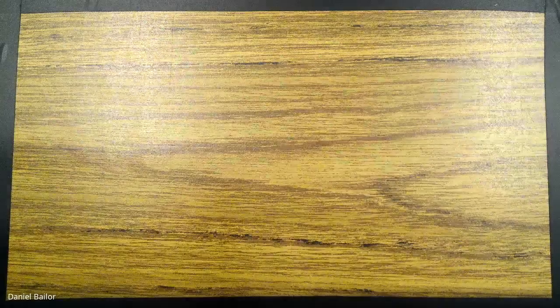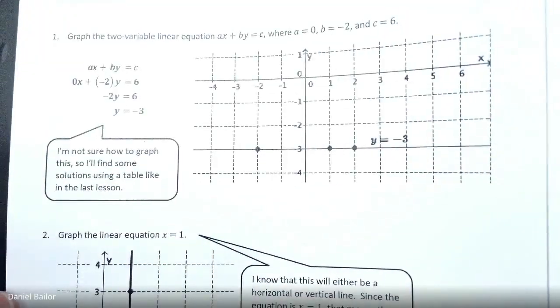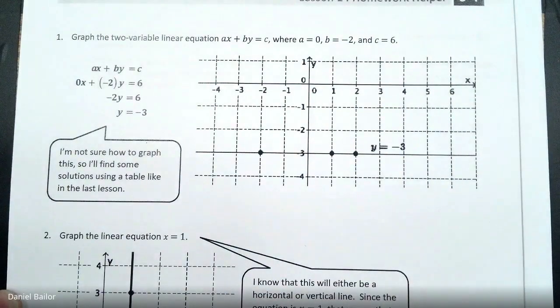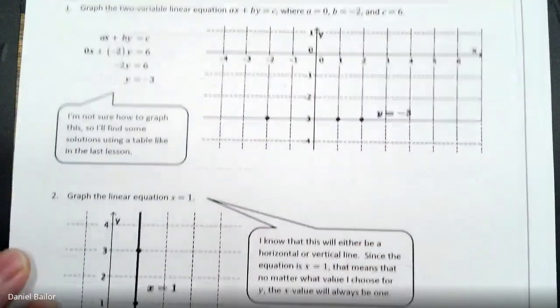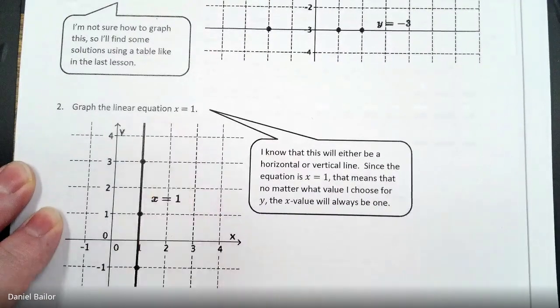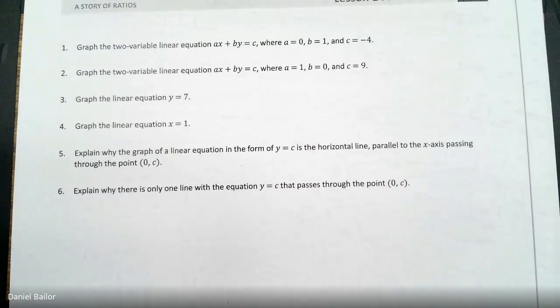But next on page 151, you'll see homework helper that gives you more information about horizontal lines, and number 2 is a vertical line. So look at that if you want a little bit of a review. And the homework helper is on 151 and 152.